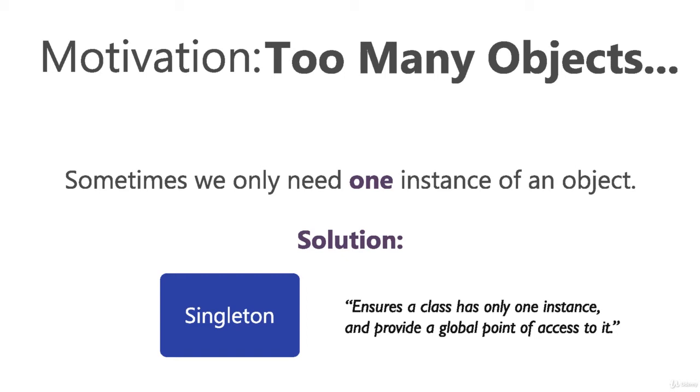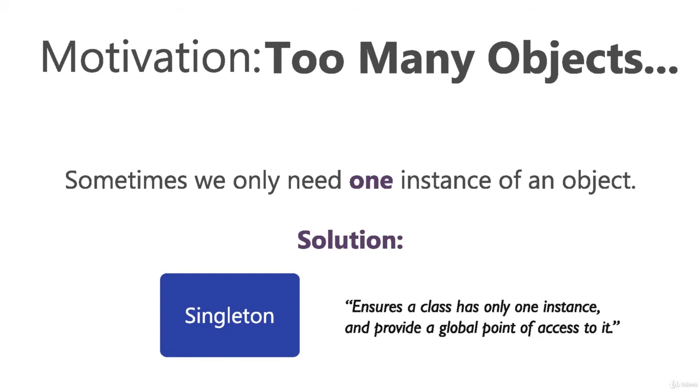That way there are no concurrency issues. Okay, there are a lot of different examples, but the idea here is whenever you want to make sure that there's only one instance of that particular class, then you use a singleton. And of course, as the definition tells us here, it also provides a global point of access.